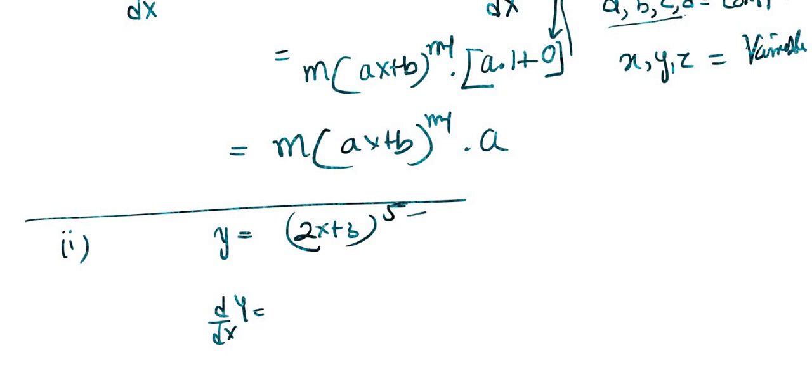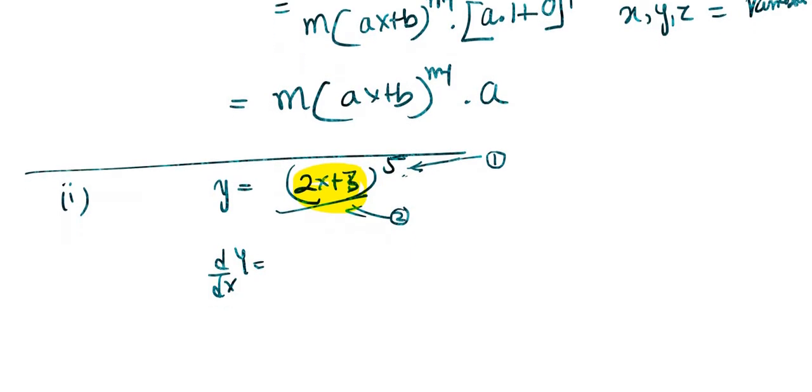What will be? This is power 5. Wherever we have power, this is treated as first, and this is treated as second function. So first we will take care of power, and then we will take care of this. When we are taking care of power, we will think that this is x only.